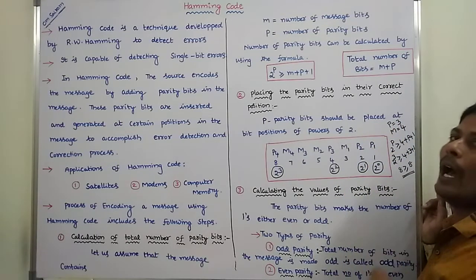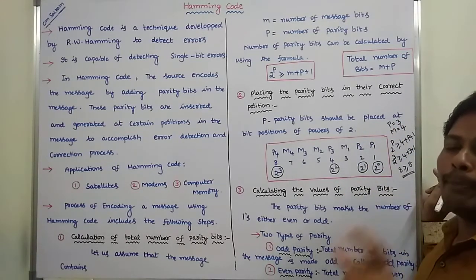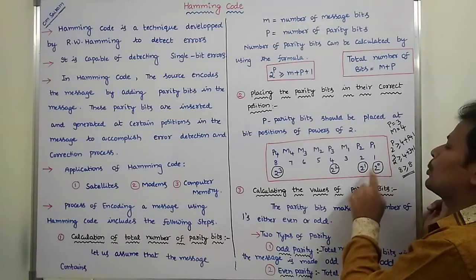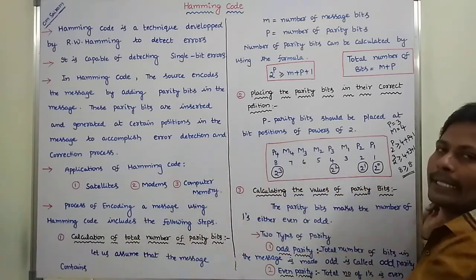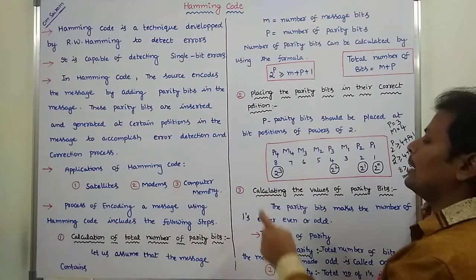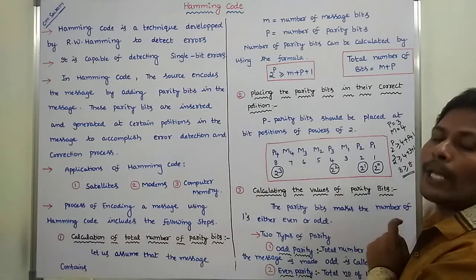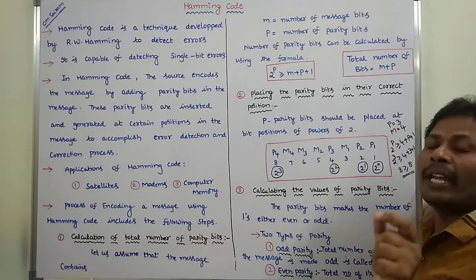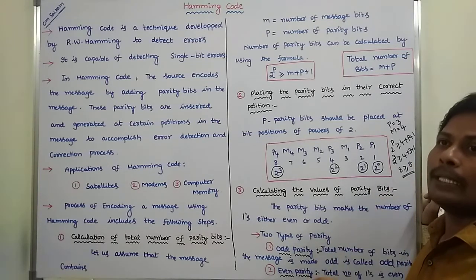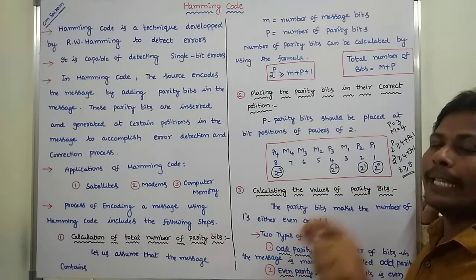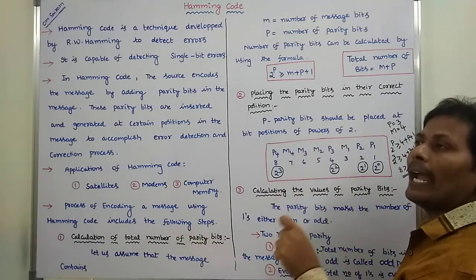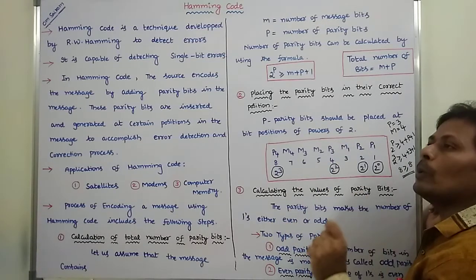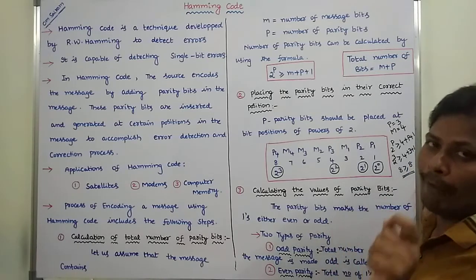Once we have the number of parity bits, those parity bits are placed at powers-of-2 positions: 2 power 0, 2 power 1, 2 power 2, and so on. Next, the third step: calculating the values of the parity bits. Once we know how many parity bits there are and that they are located at powers-of-2 positions, how do we calculate the parity bit value?